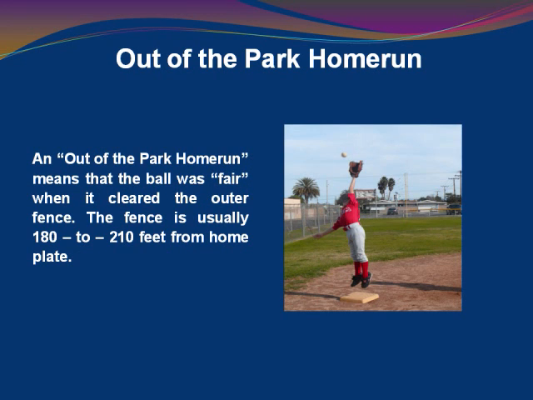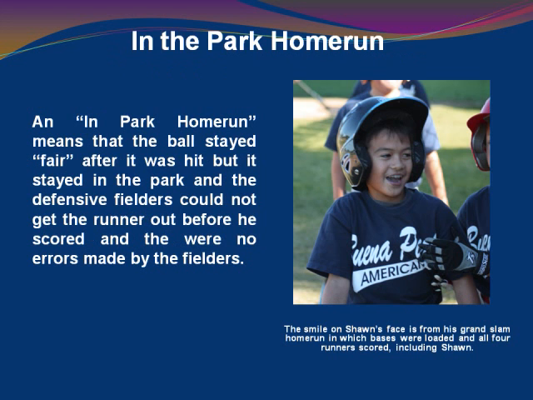An out of the park home run means that the ball was fair when it cleared the outer fence. The fence is usually 180 to 210 feet from home plate. An in the park home run means that the ball stayed fair and it was hit, but it stayed in the park, and the defensive fielders could not get the runner out before he scored, and there were no errors made by the fielders.